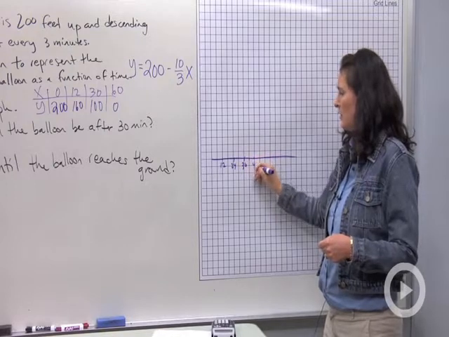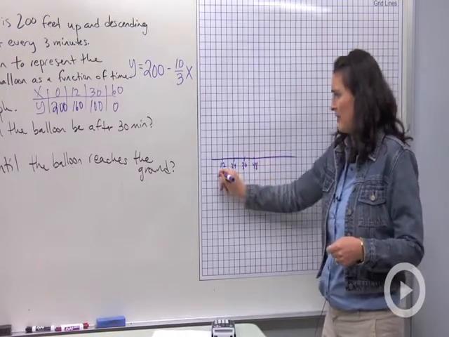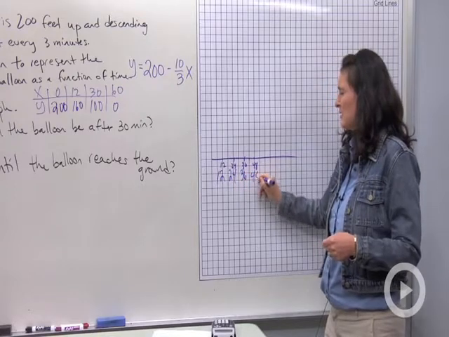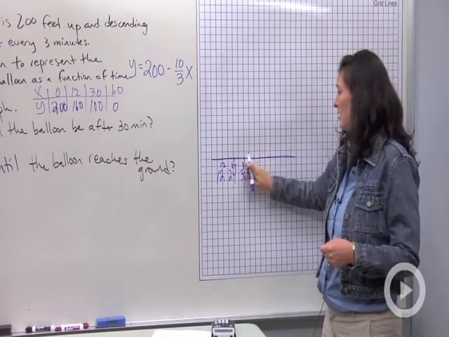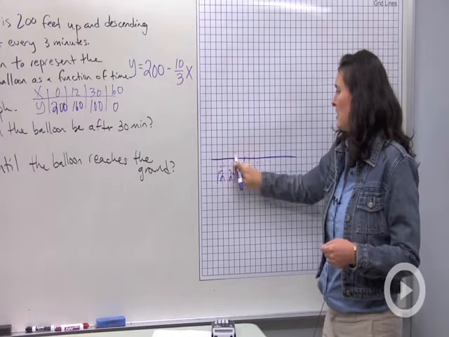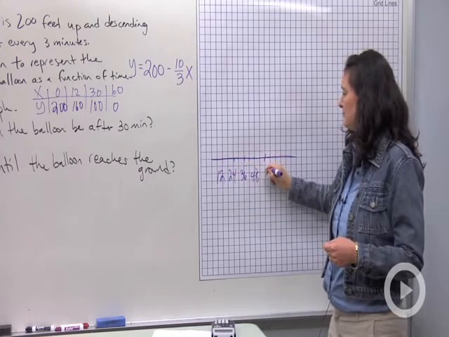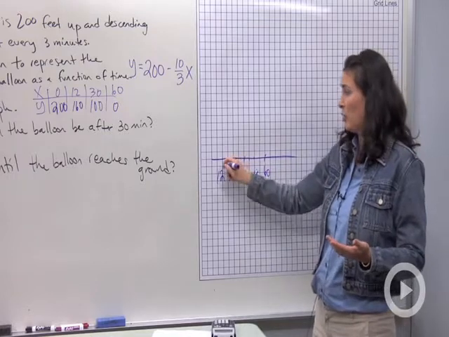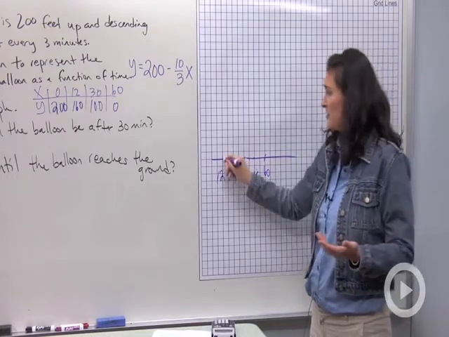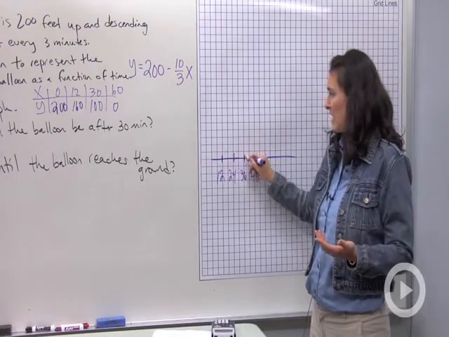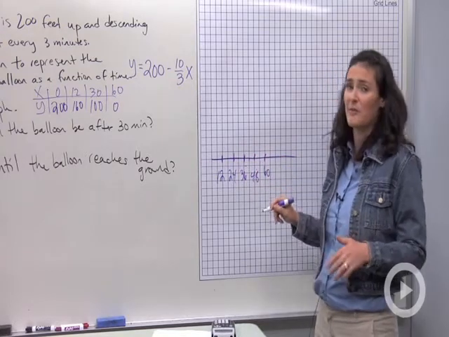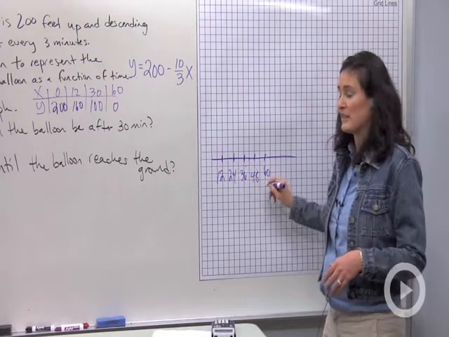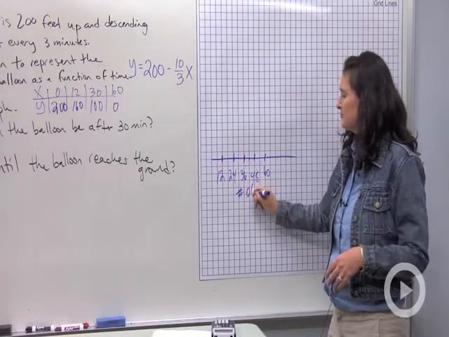36, 48. Let me write those a little bit bigger for you. 12, 24, 36, 48. Hopefully you can see that better. My next value would be 60. So that each box represents 6, but then I'm only writing the number for every 12. You're allowed to do that. Just make sure you're skipping by the same number of boxes each time you use 6. That's going to be my X, which represents number of minutes.